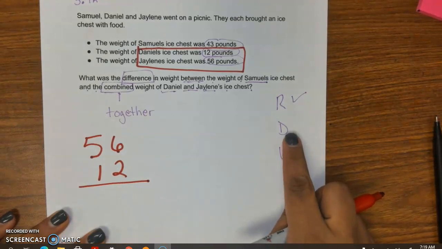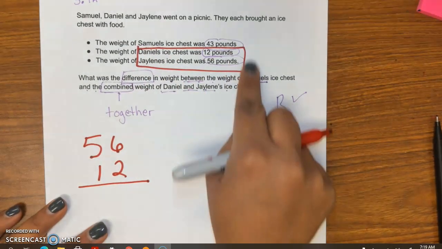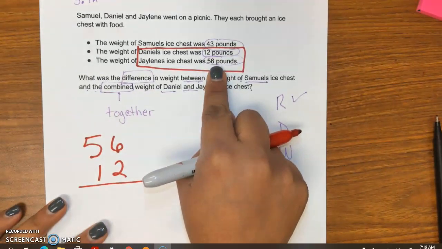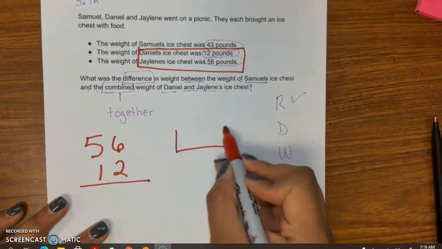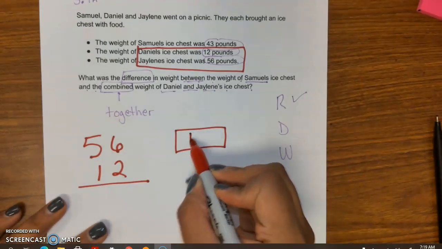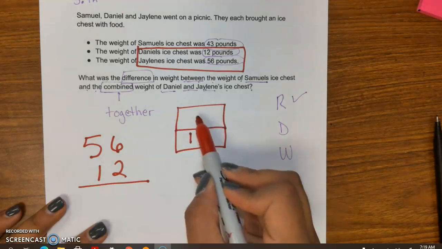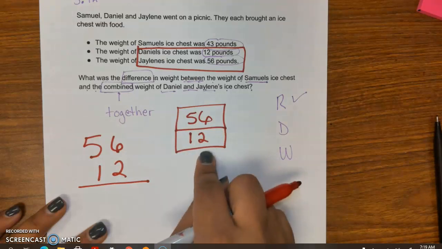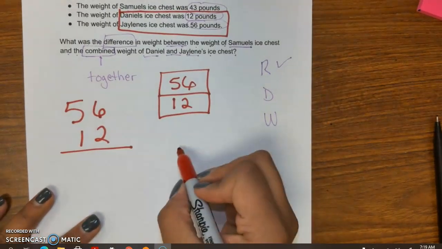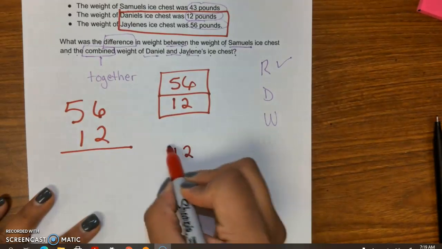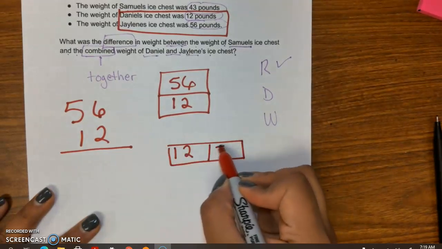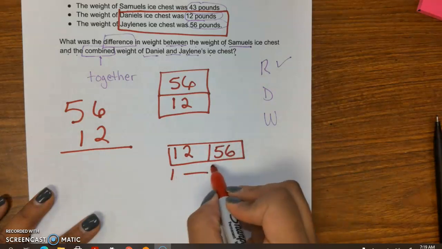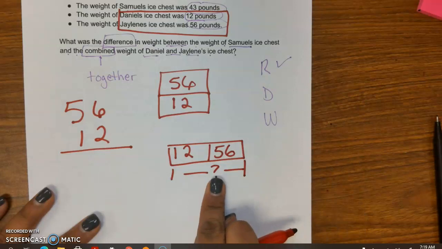Now, for my drawing, you could say that this box around the two students is my drawing. Now, if you prefer to separate them, you can. You can draw a strip diagram for Daniel and a strip diagram for Jaylene. And just know that you're putting them together. Or, depending how your teacher teaches you, you might say Daniel and Jaylene as a strip diagram together. And that you're trying to find your total for the two of them.